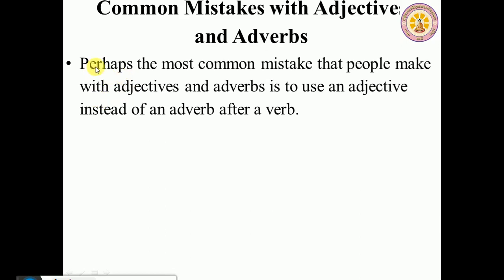Common mistake with adjectives and adverbs. Perhaps the most common mistake that people make with adjectives and adverbs is to use an adjective instead of an adverb after a verb. This is incorrect. You cannot say, Tommy breathes deep. You cannot say Tommy breathes deep because deep is an adjective. You cannot use an adjective to add more meaning to the verb breathes.